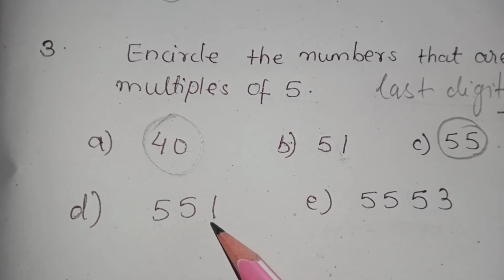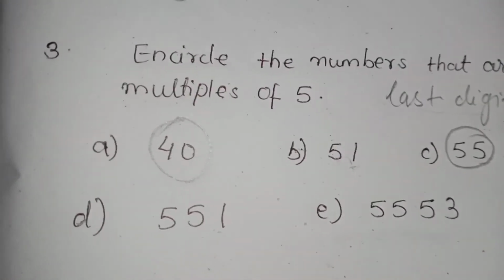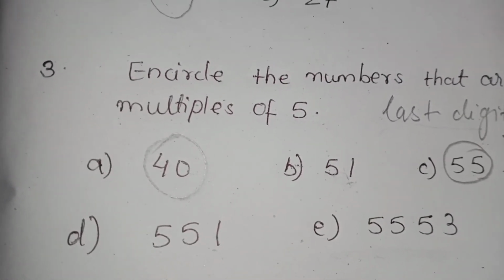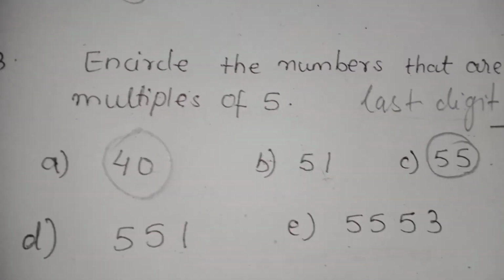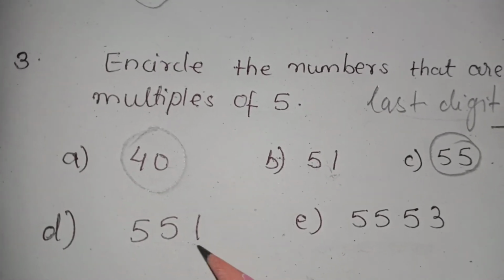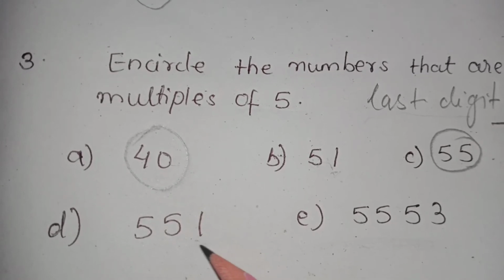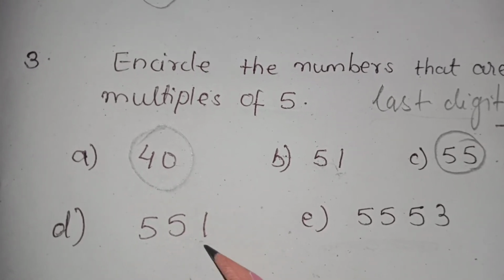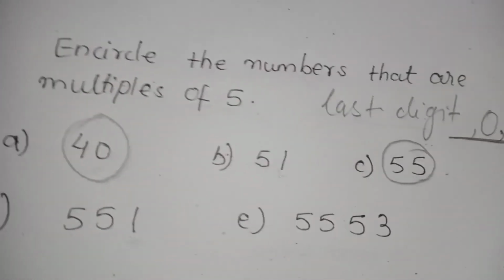Okay, now D, this one is 551. Now is this a multiple or not? You don't know the table up to so much, and there is no end to the tables. So I have taught you the technique: the last digit should be 0 or 5. So you can see, is the last digit 0 or 5? No. The last digit is 1. That means this is not a multiple of 5.